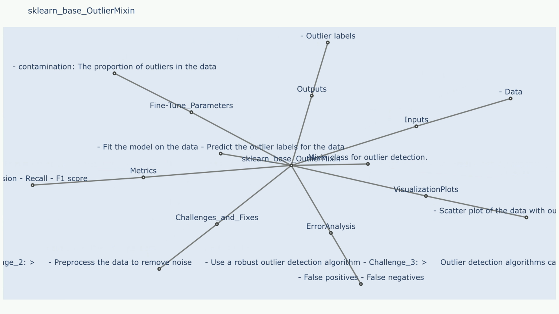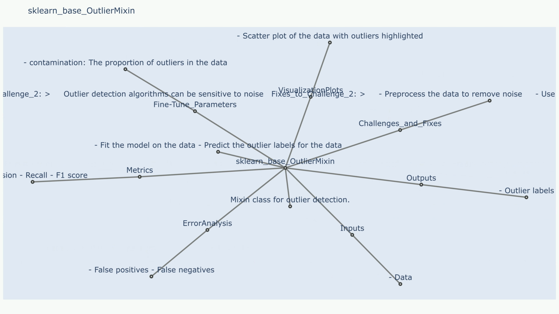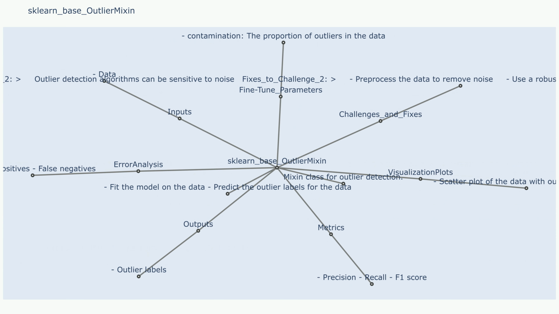Inputs. Data: input data in the form of a NumPy array or a pandas data frame. The data should be numerical. Outputs. Outlier labels: an array or list indicating whether a data point is an outlier. This could be a binary label, 0 for inlier, 1 for outlier, or a score representing the likelihood of being an outlier. Outlier scores: an array or list containing outlier scores for each data point, quantifying the degree to which they deviate from the expected behavior.